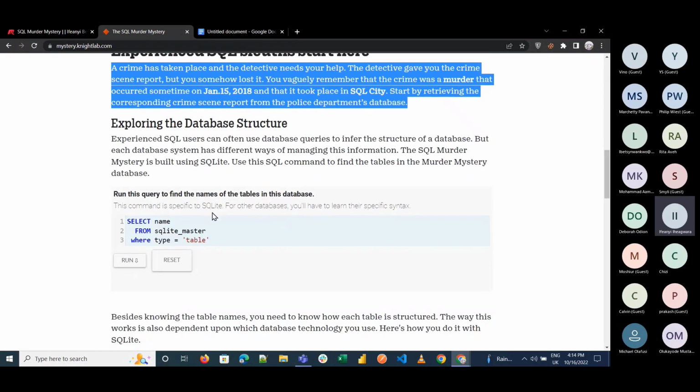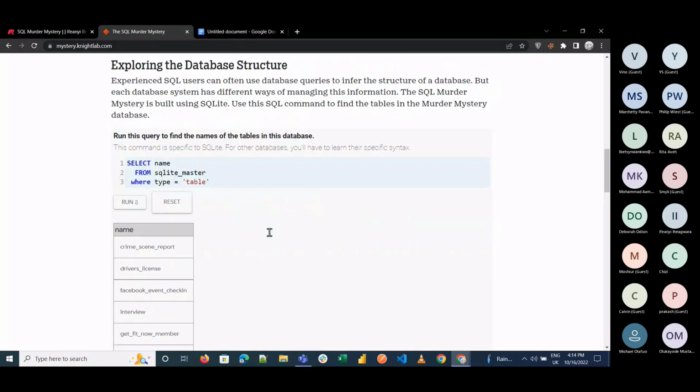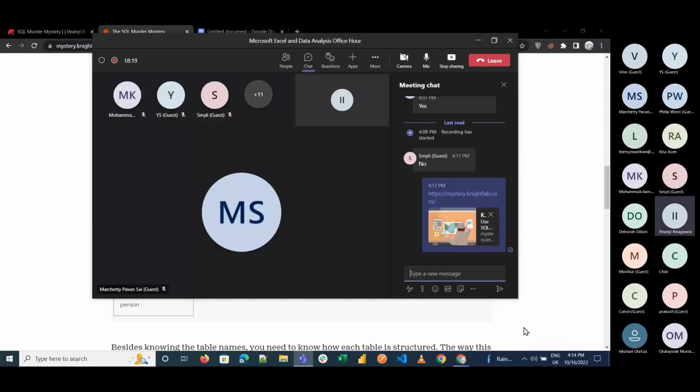So we're going to run a query on the tables in the database, and we're going to see all the tables available. We can do that using the SELECT command in SQL, selecting name from the SQLite master where the type is a table. So we run this. Okay, so we have 9 different tables.